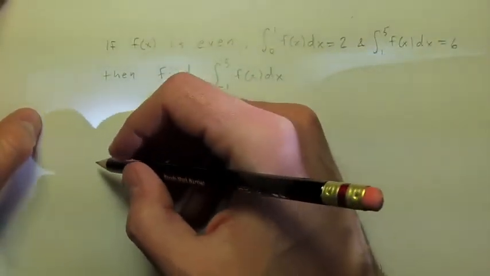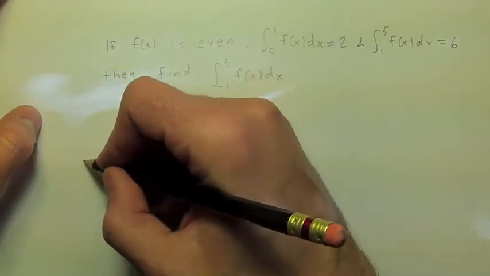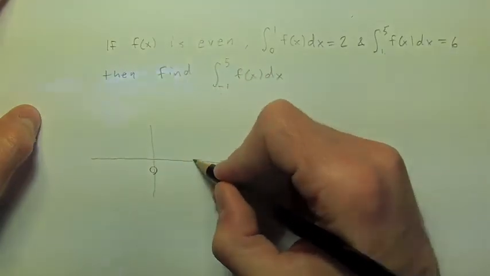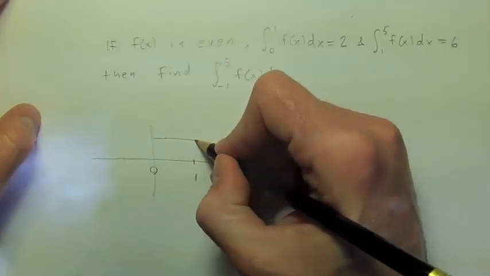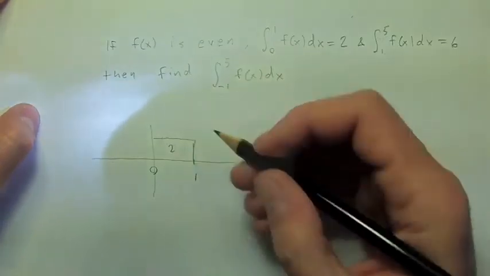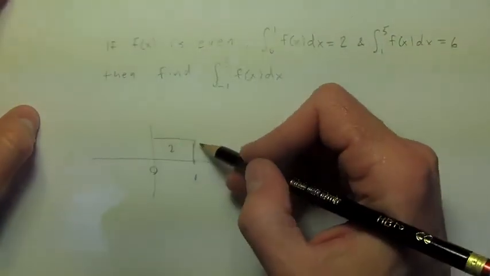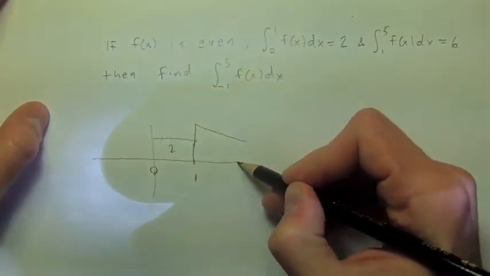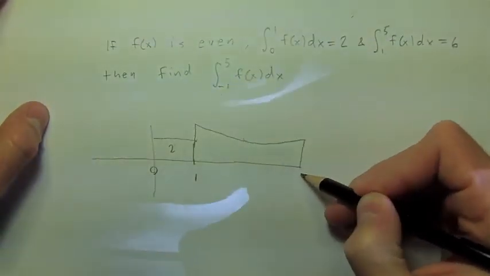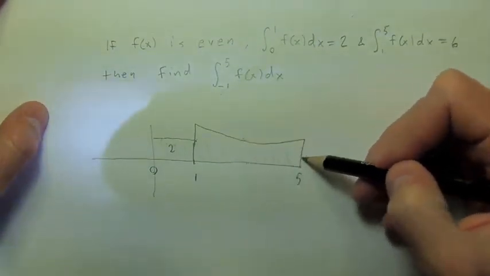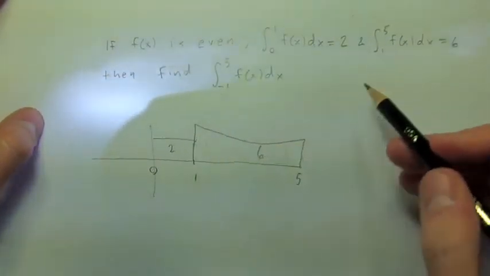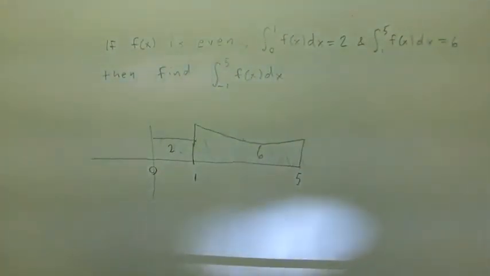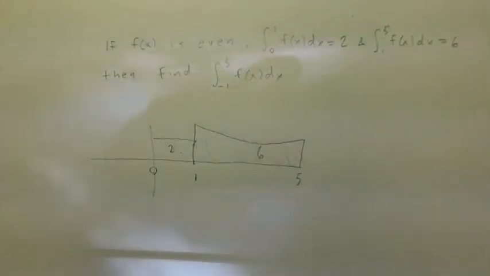All right, so let's take a look at what we already have here. I always like to give a little graph. I know 0 to 1 is 2, right? So I know the area of that region is 2. And then I know the area of the region from, let's say, 1 to 5 is 6, right? These are the things I'm told. 0 to 1 is 2, 1 to 5 is 6. I'm just kind of drawing whatever. It doesn't really matter what they look like.